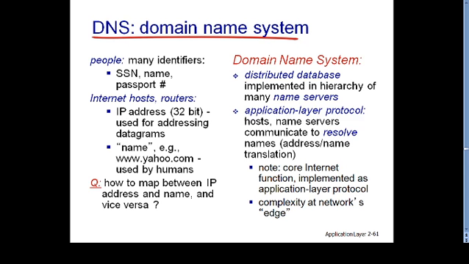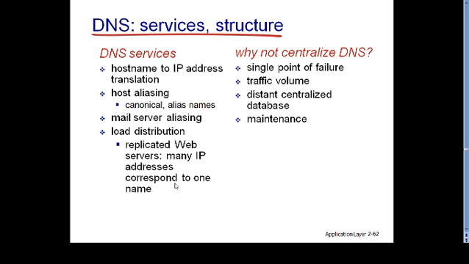Now, these are the services provided by the Domain Name System: host name to IP address translation, and host aliasing, which means, as I told you, that it converts your complete canonical name into an alias name, or an alias name into the complete canonical name.